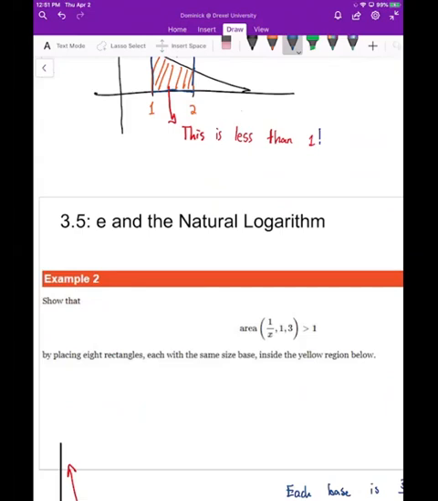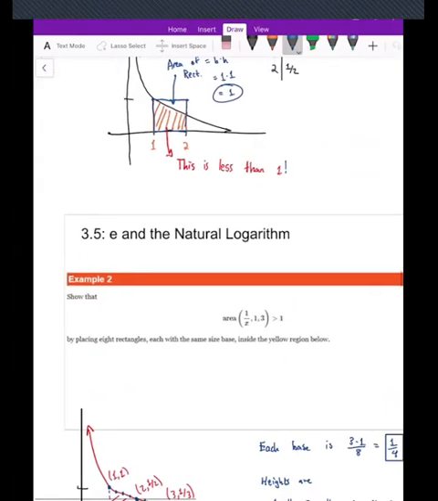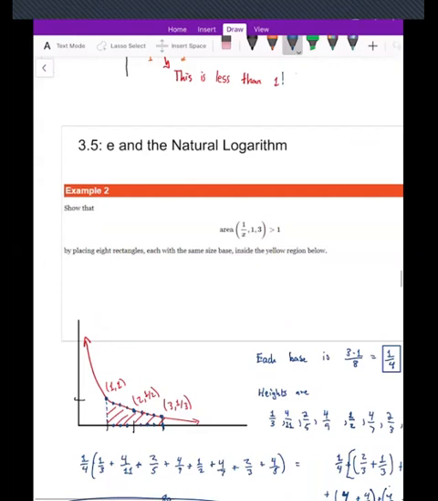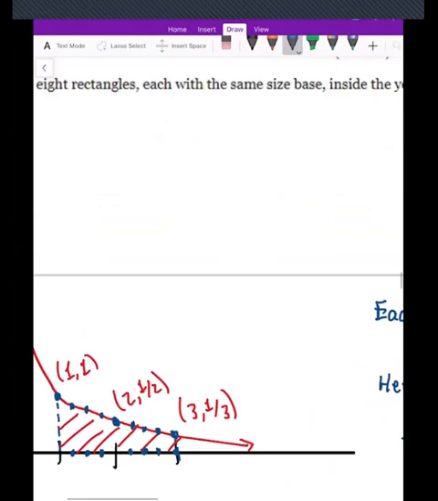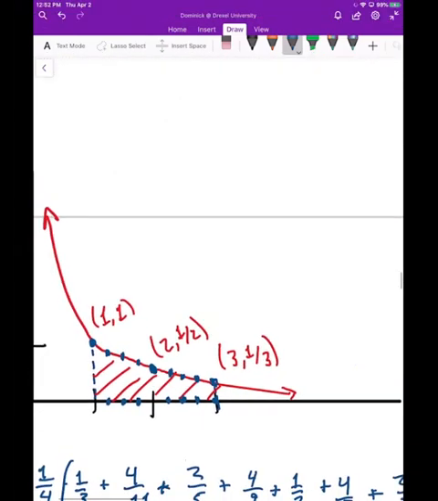Okay, now we're going to show that the area from 1 to 3 is greater than 1 by using 8 rectangles, each with the same base size, inside the yellow region. Now this one I wrote up ahead of time because it would take a little bit of time to come up with, but the idea is the following. All right, so here's my region that I'm looking at. I want to show that this area is greater than 1 by using some rectangles, right?